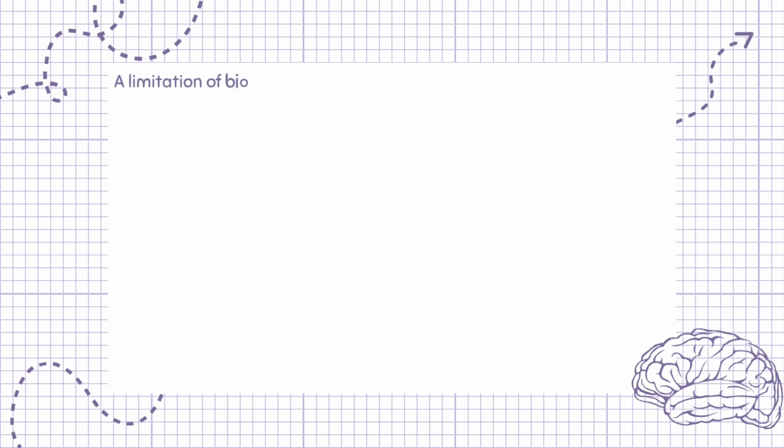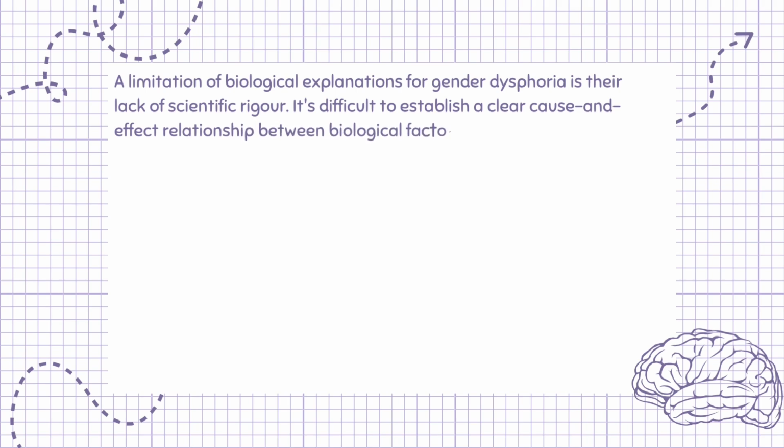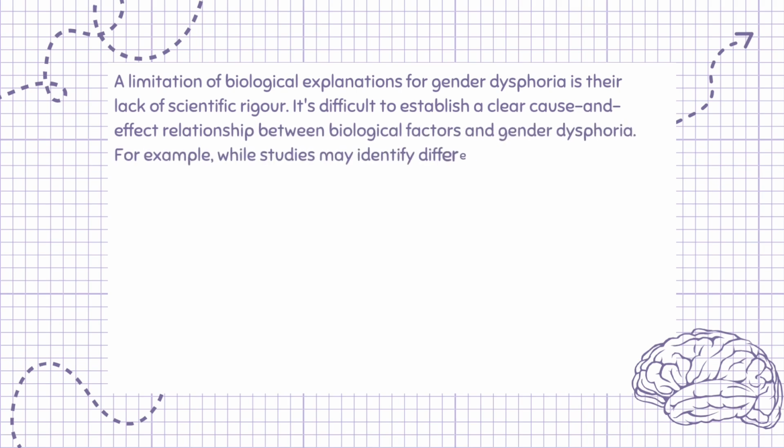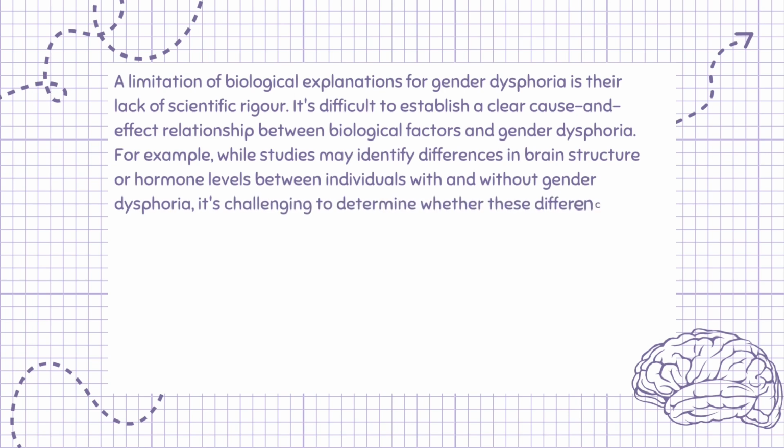A limitation of biological explanations for gender dysphoria is their lack of scientific rigor. It's difficult to establish a clear cause-and-effect relationship between biological factors and gender dysphoria. For example, while studies may identify differences in brain structure or hormone levels between individuals with and without gender dysphoria, it's challenging to determine whether these differences are the cause or the result of gender dysphoria.